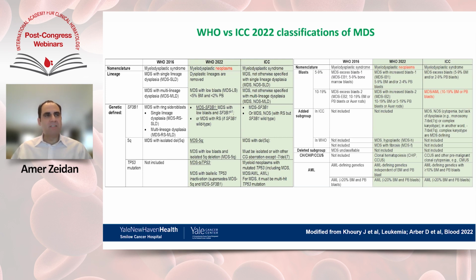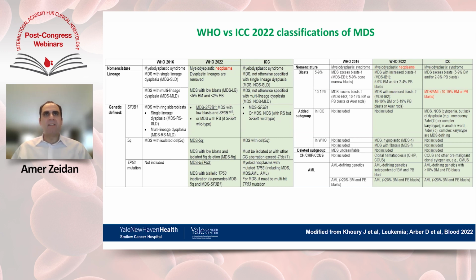Both classifications included genetically defined entities. We used to have deletion 5q. Now we have two other molecular entities based on mutations. One is SF3B1, and that incorporates most of the cases with ring sideroblasts. However, the WHO still maintained an MDS with ring sideroblasts if the SF3B1 was wild type. While this was not included, there is no MDS ring sideroblast in the ICC. It's called MDS not otherwise classified. So it's purely genetically defined based on the presence of the SF3B1.